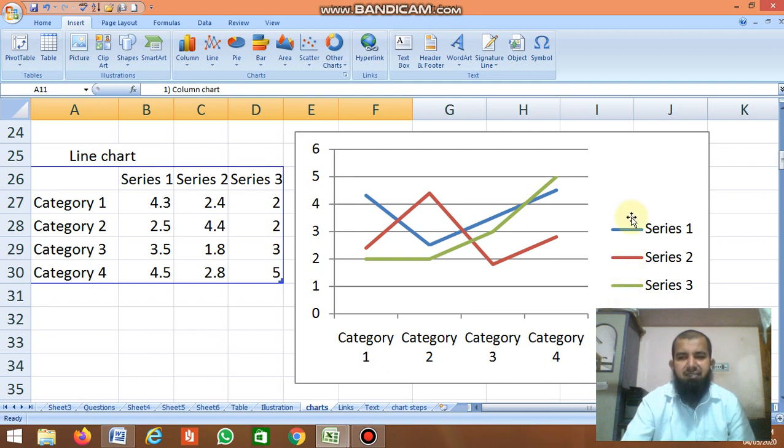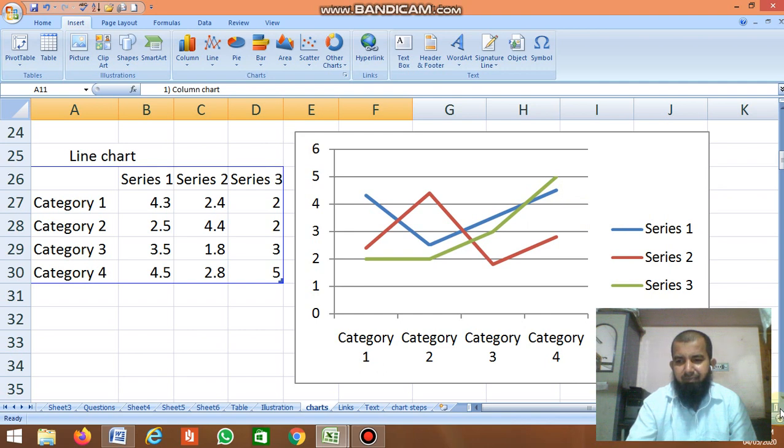What about series 1? Where is the first value? 4.3. This is 4.3. Next, in category 2, 2.5, here. In category 3, 3.5, somewhere here. Next, in category 4, 4.5, somewhere here. Like this it displays, and all the remaining series. Clear, no? This is about line chart.